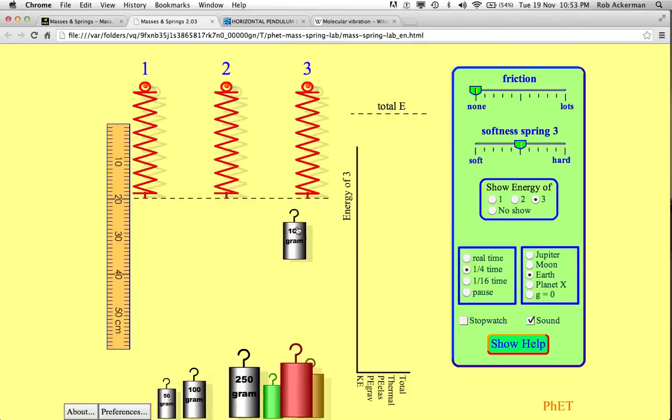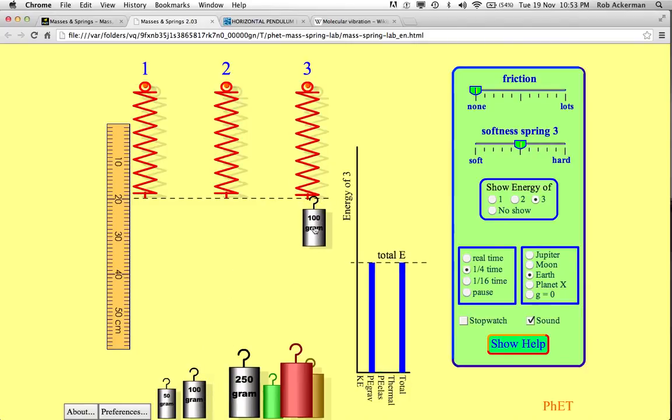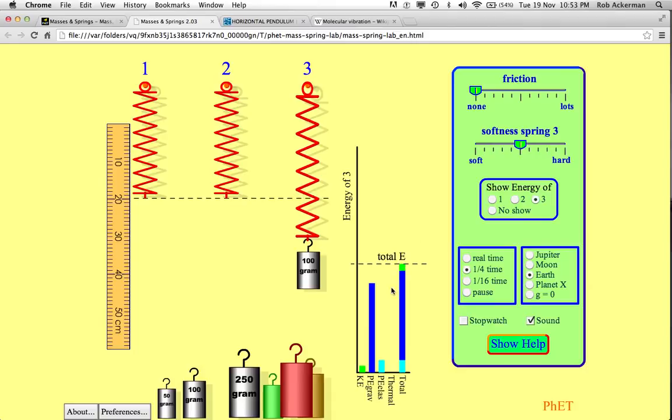Let's take 100 grams maybe, connect that, and just let go of it very carefully. You can see it already vibrates up and down quite a bit. You can show the energy of this spring over here. Look at what's happening here. The spring is moving, so it's got kinetic energy shown in green. It's going and stretching the spring, so there's elastic potential energy. They call that PE elastic, potential energy elastic.